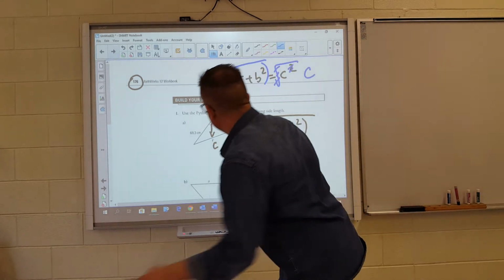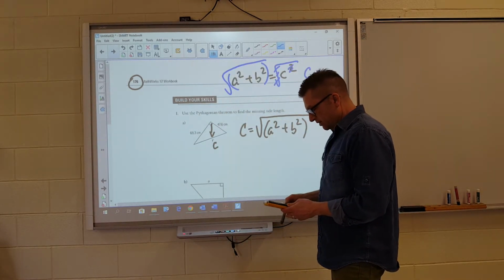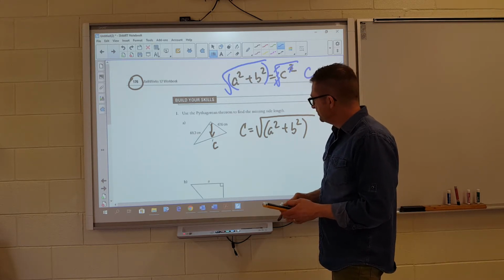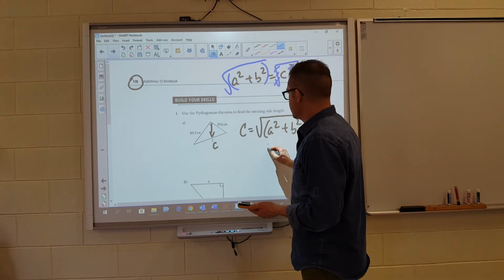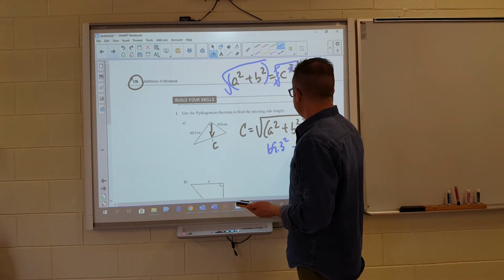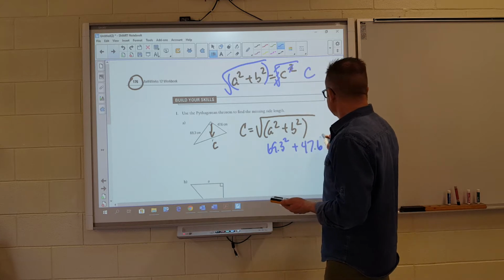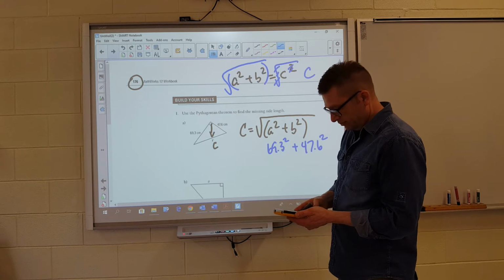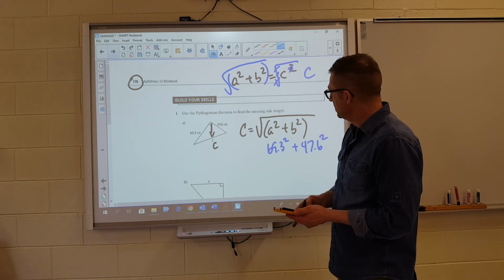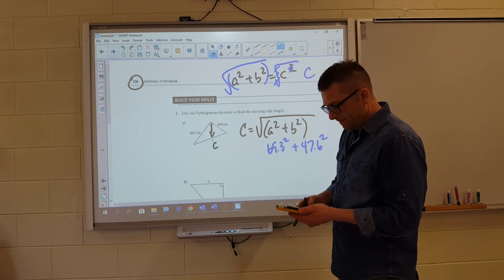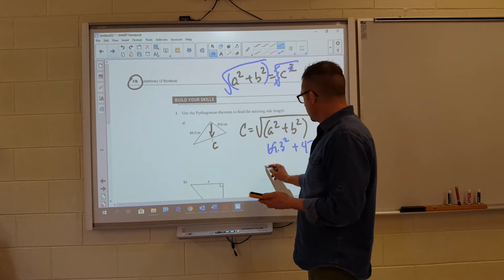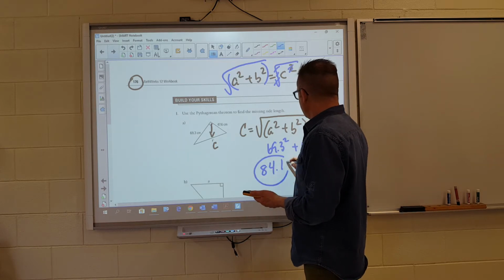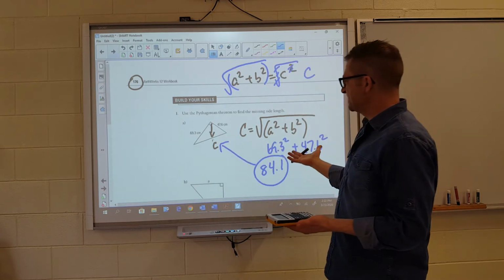If you want to quickly do it, you could, but you've got the answer key, so you can try it on your own. So square root of, so let's see here, 69.3 squared plus 47.6 squared. Let's see what we get. So 69.3 squared plus 47.6 squared. I get 84.1, and that would be my C. So that's that stuff, okay?